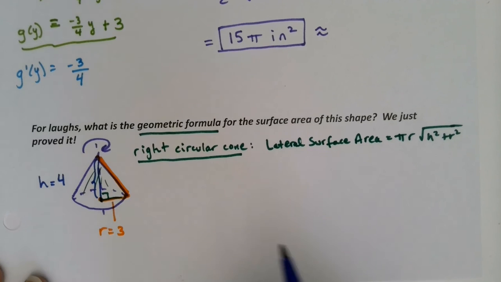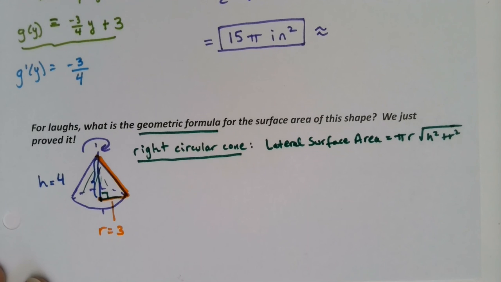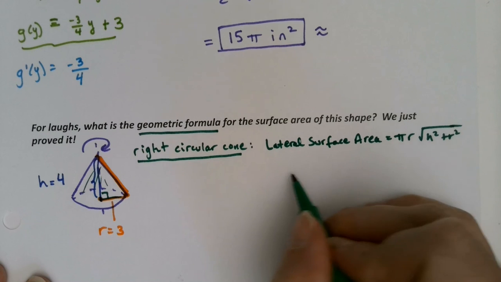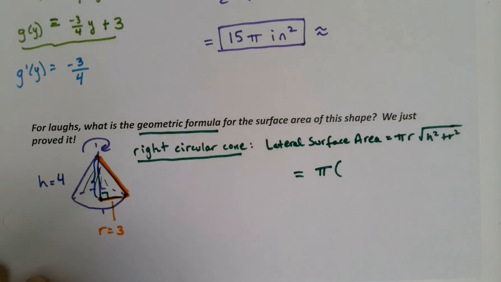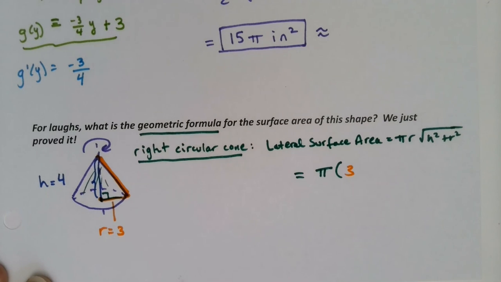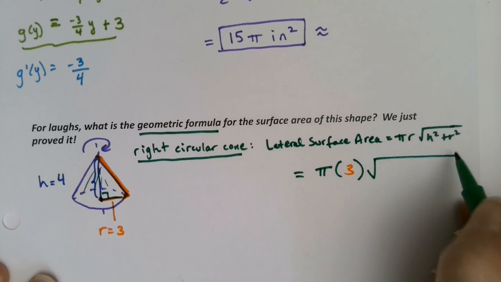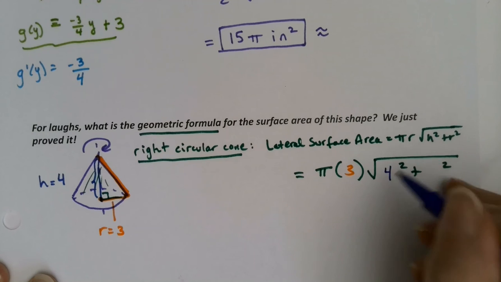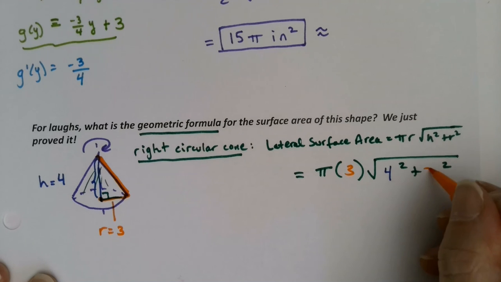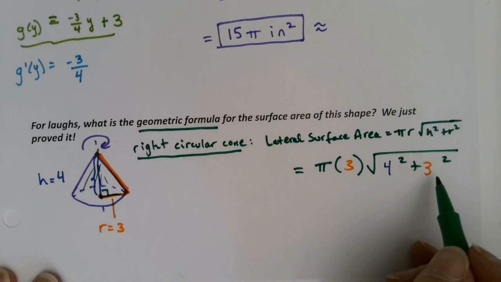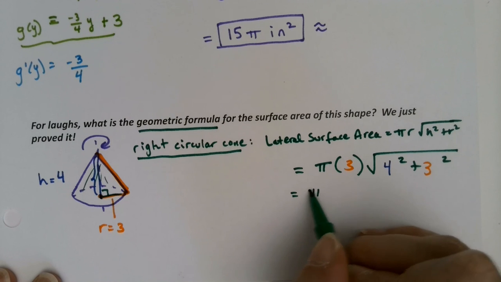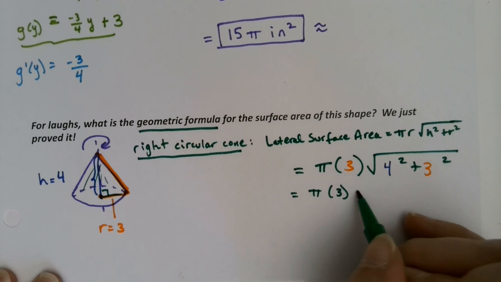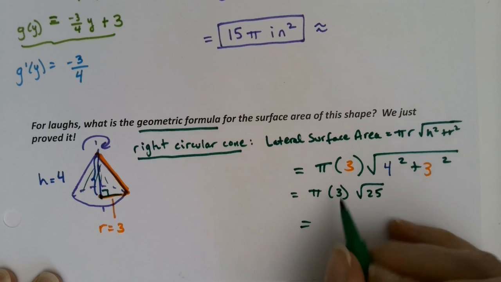All right, so then we can use that to find our lateral surface area. So it's pi, and then r was 3, and then the square root of h squared plus r squared, which would be 4 squared plus 3 squared. And 4 squared plus 3 squared is 25. So this is pi times 3 times the square root of 25, which is 15 pi.